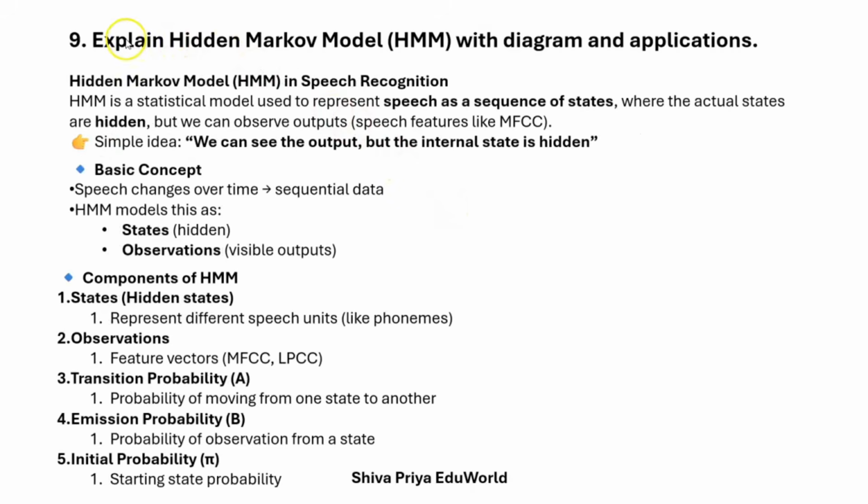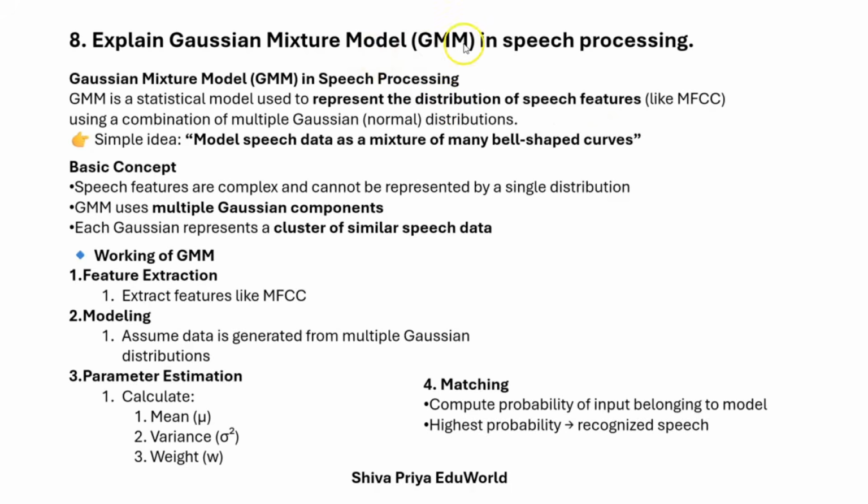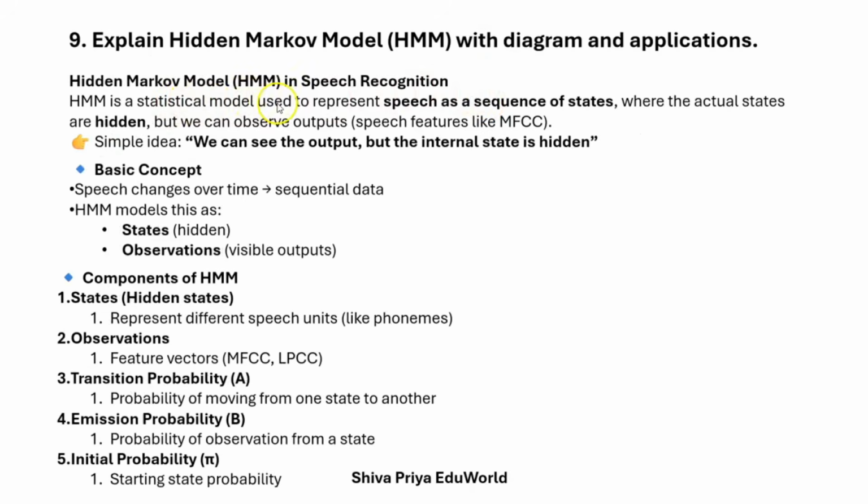And the last question from this unit 2 is: explain hidden Markov model, that is HMM, with neat diagram and applications. Here, this is also a statistical model used to represent speech as a sequence of states. You have to remember the difference between HMM and this GMM. Clear? This is a statistical model. It is used to represent the speech as a sequence of states, where the actual states are hidden. The actual states are hidden here, but we can observe the outputs. Clear? For example, we can see the output, but the internal state is hidden.